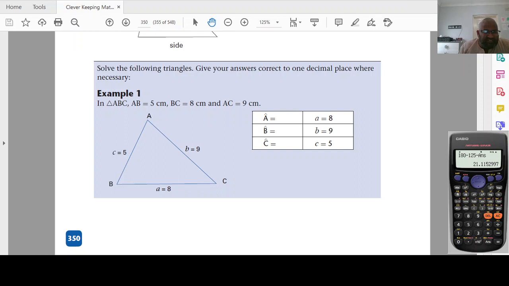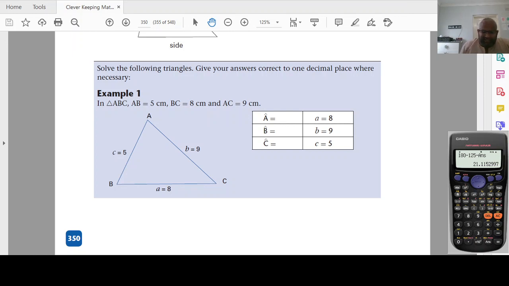The largest length here is b, so I say b squared is equal to a squared plus c squared minus 2ac cos of angle b. Remember, whatever is the subject of the formula, that's the angle in relation we must work with. So 9 squared equals a squared, which is 8 squared, plus 5 squared minus 2 times 8 times 5 cos of angle b.